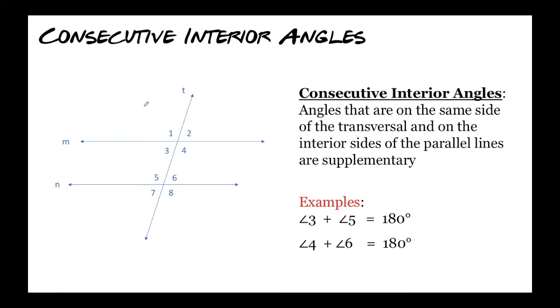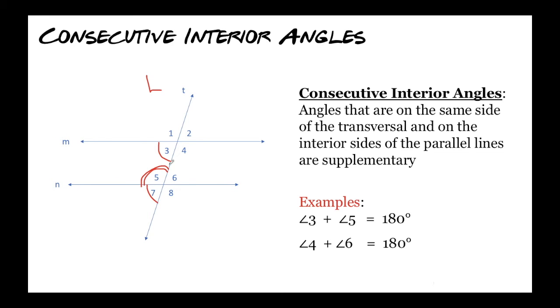Consecutive interior angles are the same, except that the angles are between the two parallel lines. For example, angles 3 and 5, which are both on the left side of the transversal and between the two parallel lines, are consecutive interior angles. Consecutive interior angles are also supplementary.